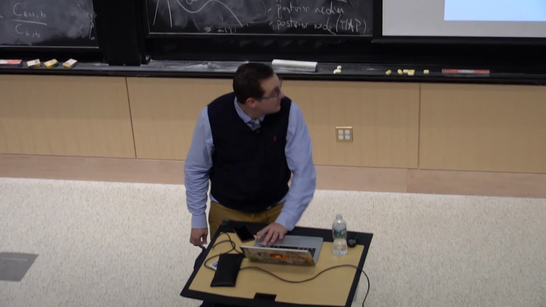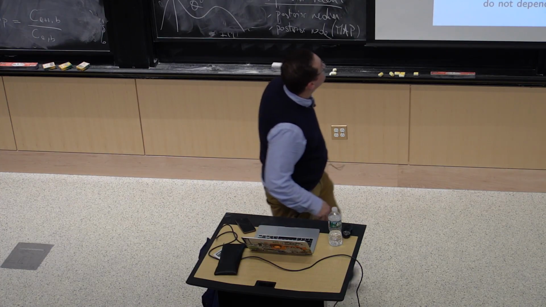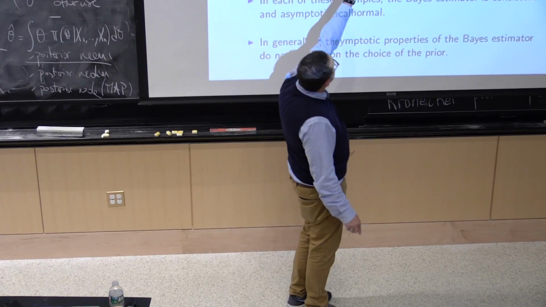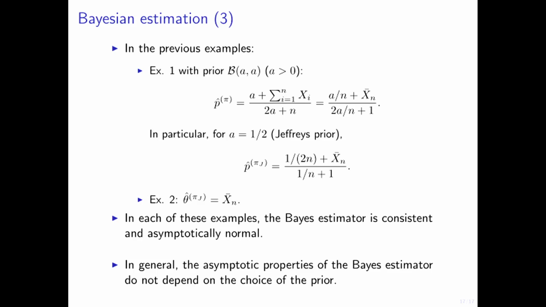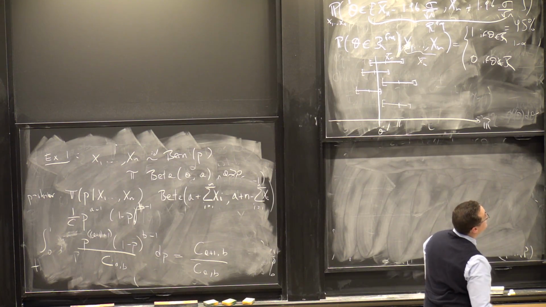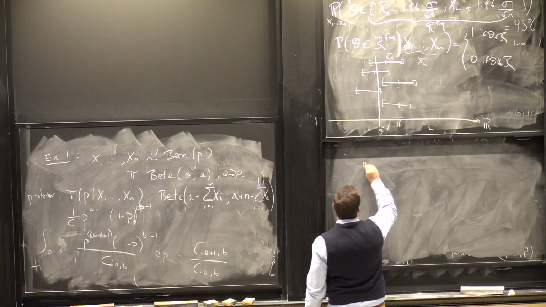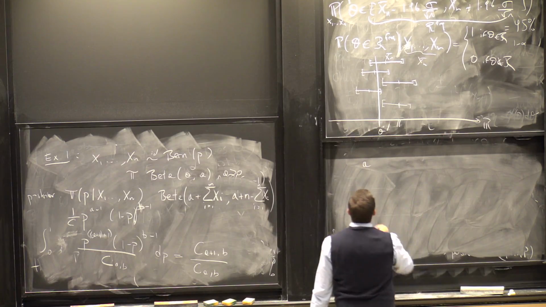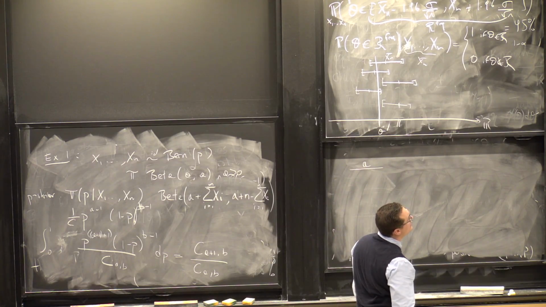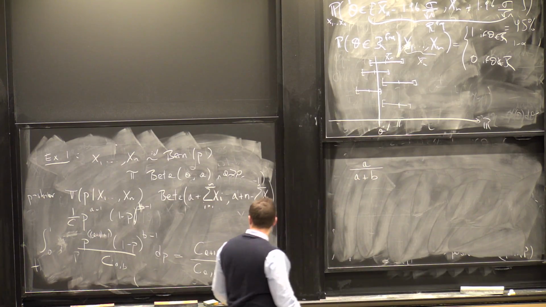So in this case, what you get is, well, okay, so we get essentially a divided by, I think it's a plus b. Yeah, it's a plus b, right? So that's this quantity.